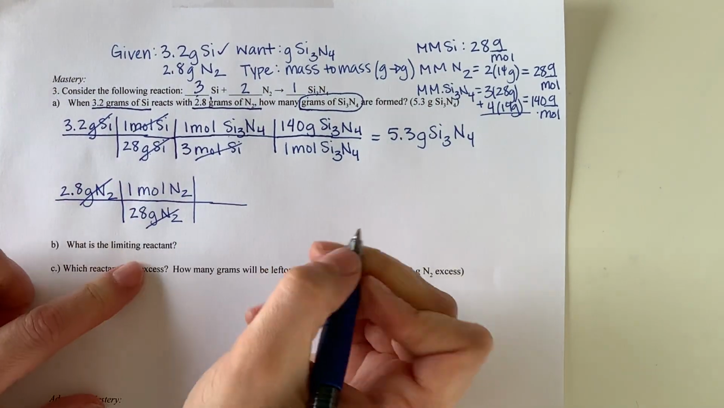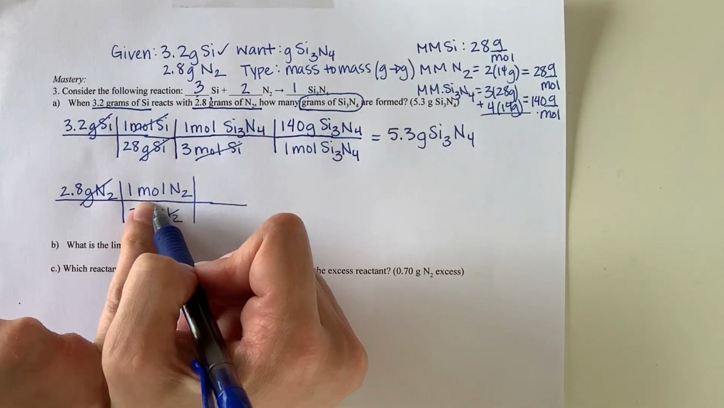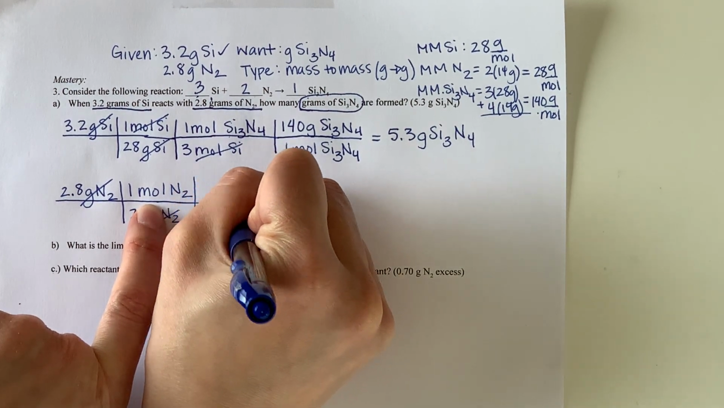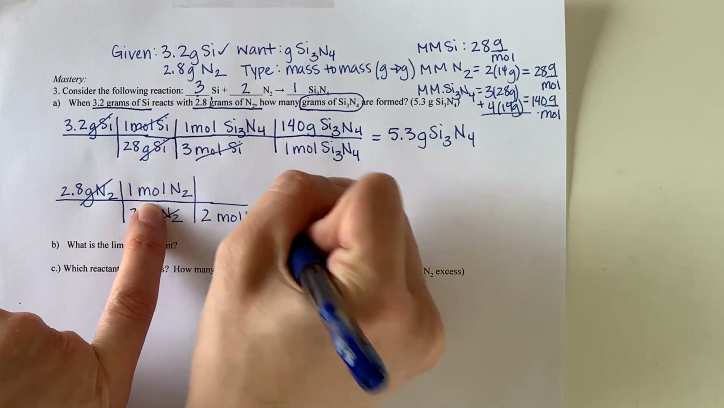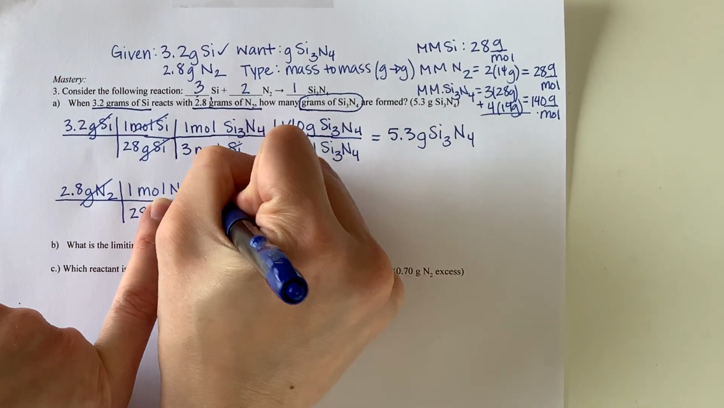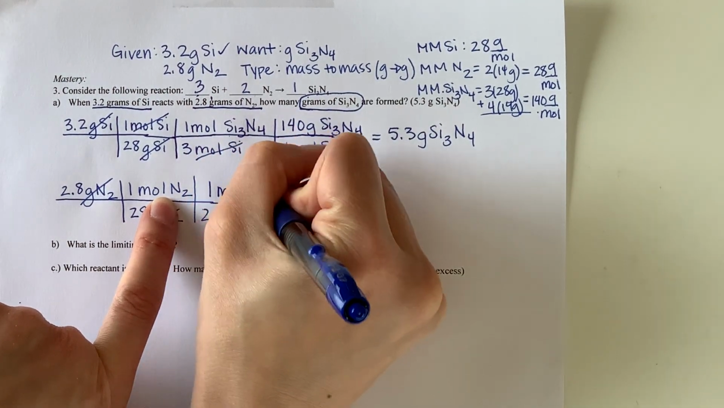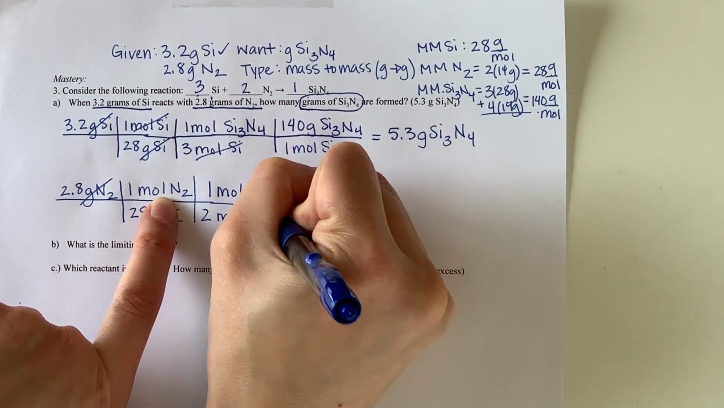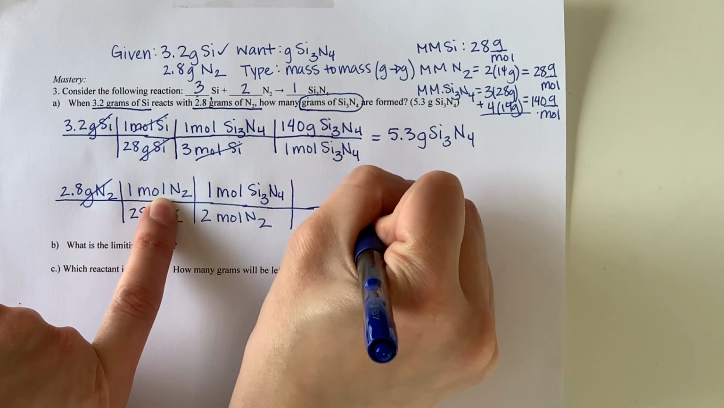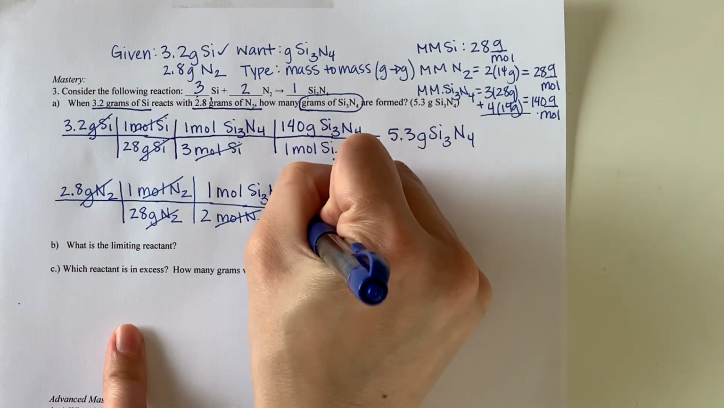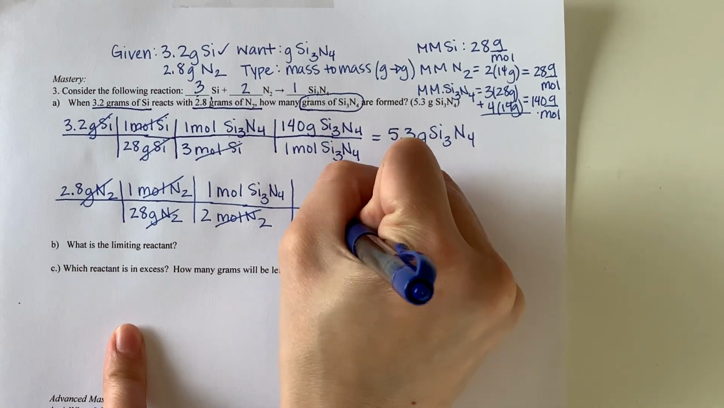Gram divided by gram cancels. My mole ratio is next. This time I have 2 moles of nitrogen for my balanced chemical equation. For every 1 mole of Si3N4. Okay, so moles of nitrogen are gone. I do my molar mass.